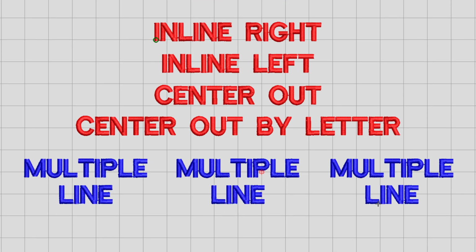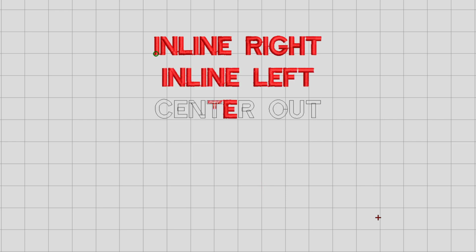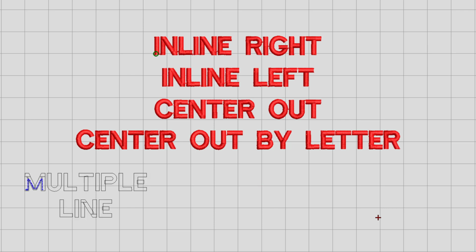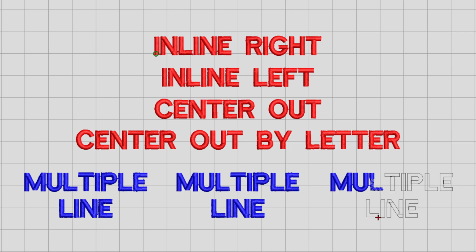Let's start the Stitch Player tool, and if you watch on screen, we can see that the first object is sewing a standard left to right. Then the next one is right to left, then center out by letter. Then multi-line with a standard top to bottom from left to left, and then bottom to top, and then top to bottom, but snaking each line at a time.